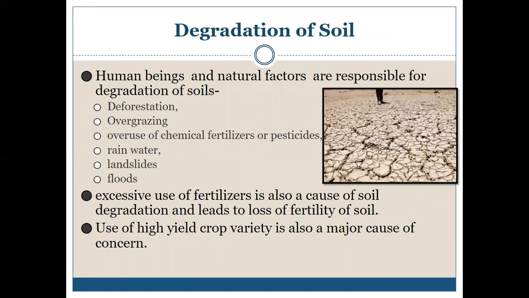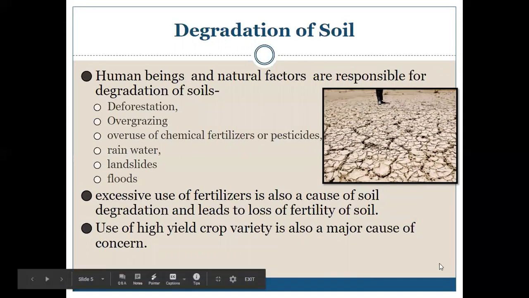Next is degradation of soil. There are many factors which are responsible for degradation of soil, like deforestation, cutting down of trees, overgrazing, overuse of chemical fertilizer and pesticides, excess use of all these, rainwater, landslide, and floods. Excess use of fertilizer is also a cause of soil degradation and leads to loss of fertility of soil. And use of high yield crop variety is also a major cause of concern.